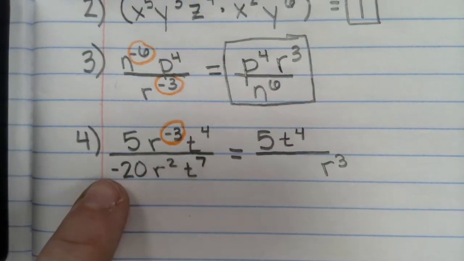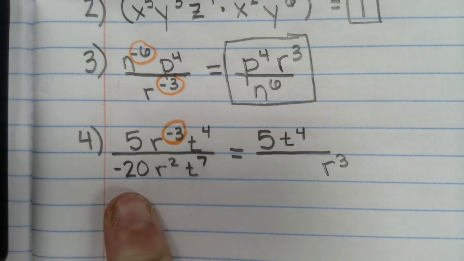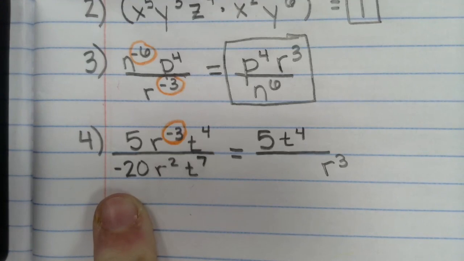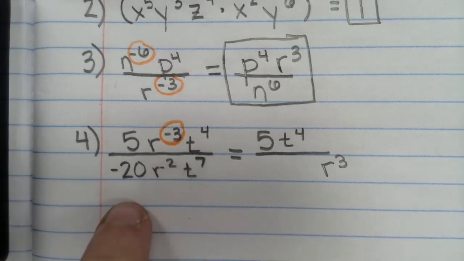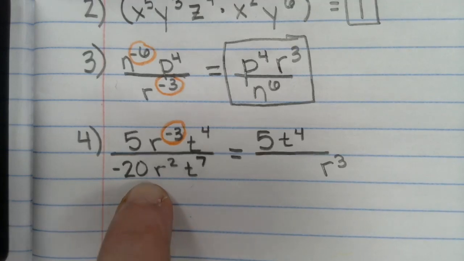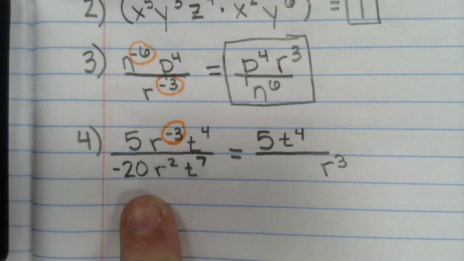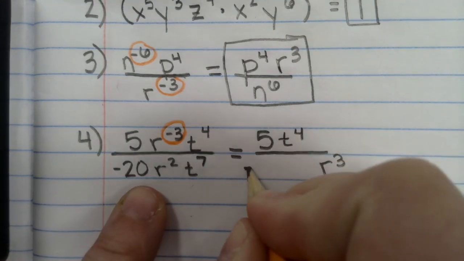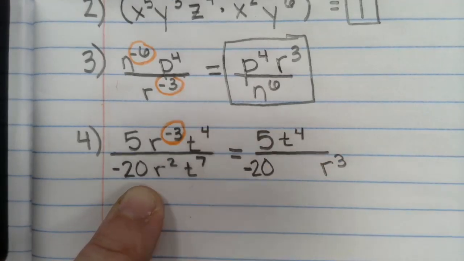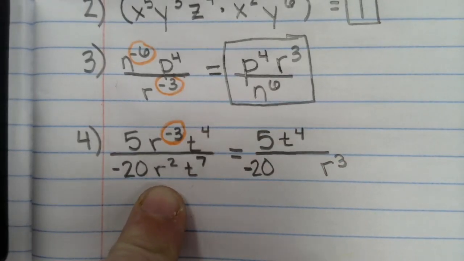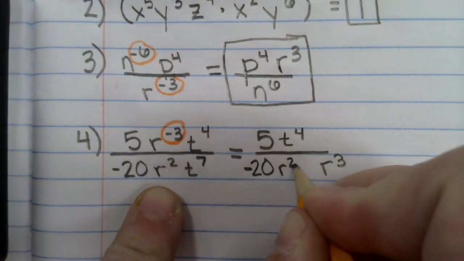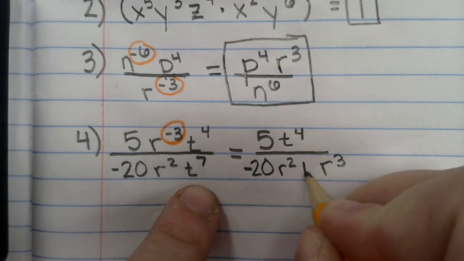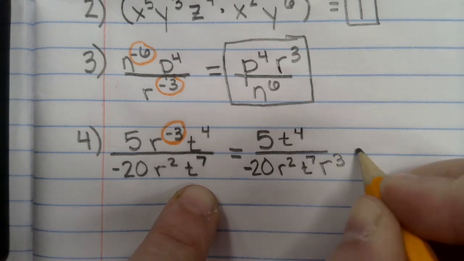Okay, now this is the tricky one. Does negative 20 stay or flip? When do things flip? When they have a negative exponent. What's the exponent of negative 20? Just 1. Remember, it can be taken to the first power. So negative 20 isn't an exponent. It stays on the bottom. What about r squared? Will that stay or flip? Stay. And then t to the 7th power? Stay.